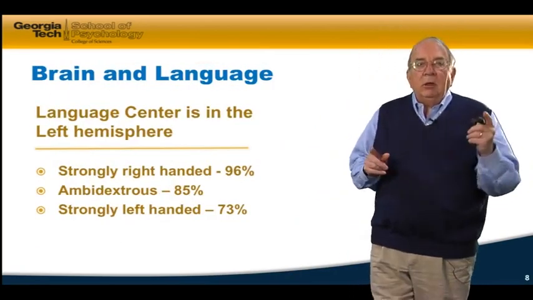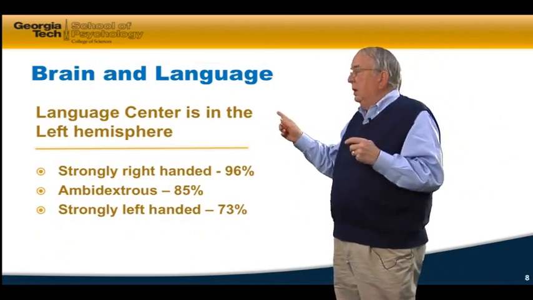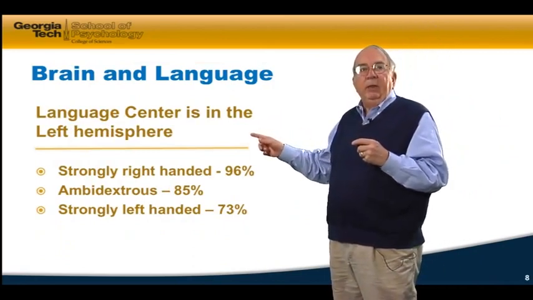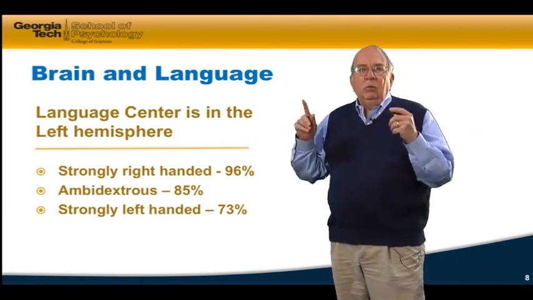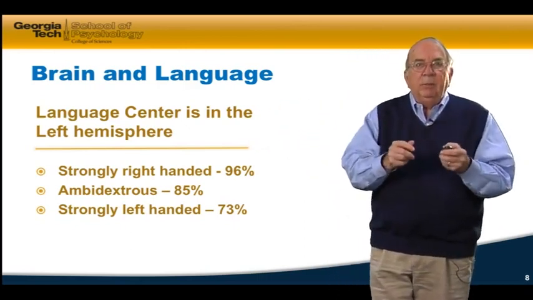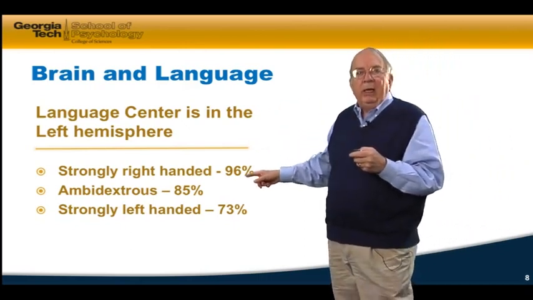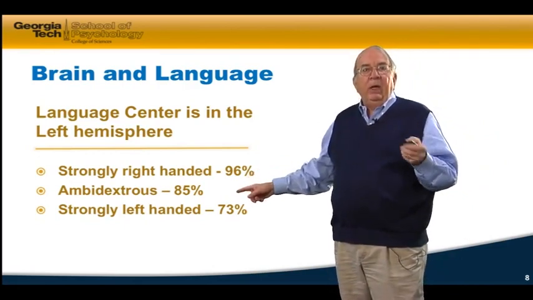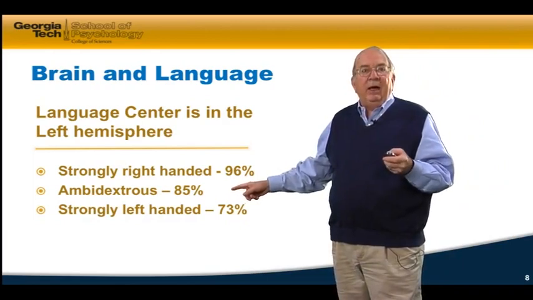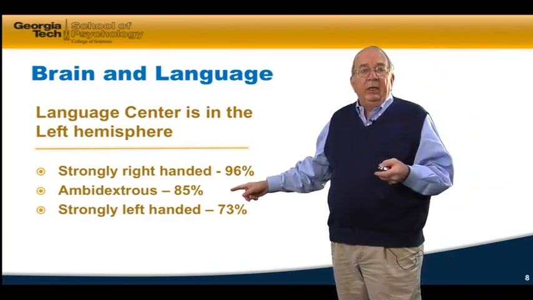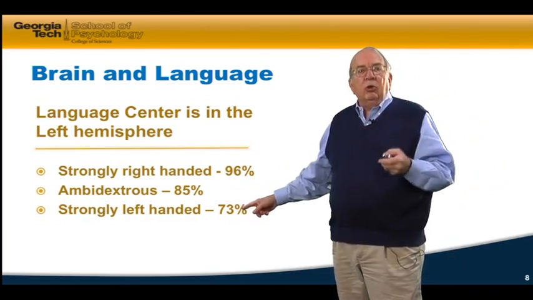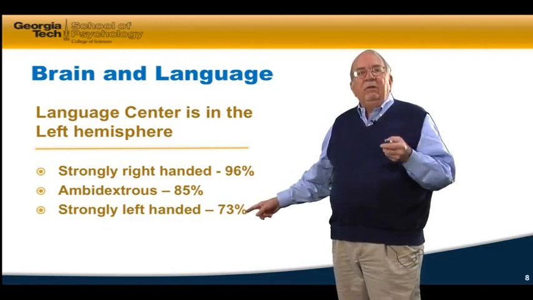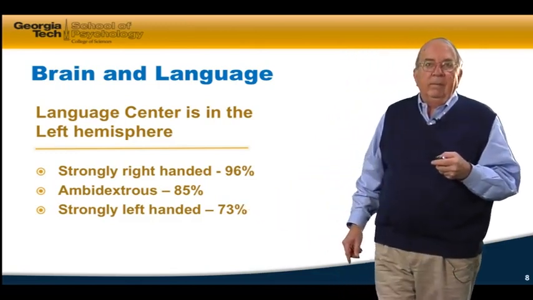Now, let's talk a little bit about brain and language. The language center is located for most people in the left hemisphere, and it's only weakly associated with your handedness. For example, if you're strongly right-handed, almost everybody has it in the left hemisphere. If you're ambidextrous, it reduces to 85%, meaning 15% have it in the right hemisphere. And even if you're strongly left-handed, almost 3/4 of the people have it in the left hemisphere.